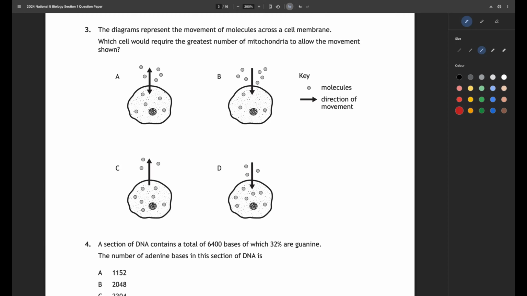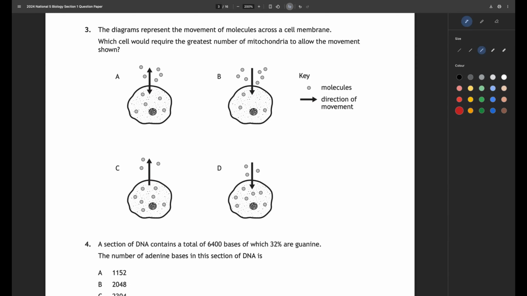So the knowledge that we have to link in this question is between ATP production and 1.6 respiration, and obviously the function of the mitochondria, which is the site of aerobic respiration. And we also have to link that to active transport, okay, which is our topic 1.2. So, which cell would require the greatest number of mitochondria? Now, it's the cell which is going to need the most ATP, because ATP is produced in aerobic respiration. And the cell that would need the most ATP is the one that's carrying out the most active transport, because as we know from 1.2, active transport requires energy.